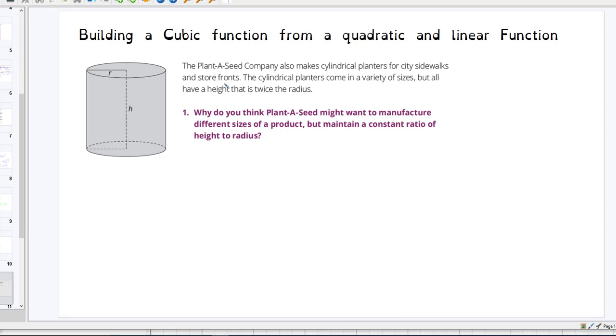So now we're going to be looking at Plant a Seed Company, and they make cylindrical planters for sidewalks and storefronts. The volume of a cylinder is pi r squared height. We're going to be dealing with some variety of sizes, but all have a height that is twice the radius. So height is equal to 2 radii.